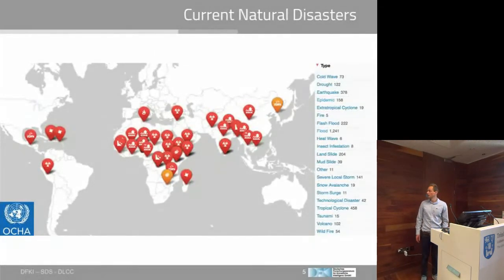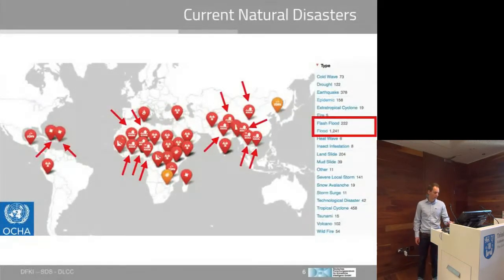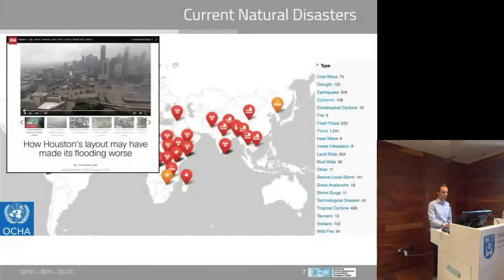Here are the current disasters from the Office for the Coordination of Humanitarian Affairs. What you actually see here is that most of these events are caused by floodings. Also the hurricanes right now, which you heard about from the US. So this really shows that it's a very important problem.